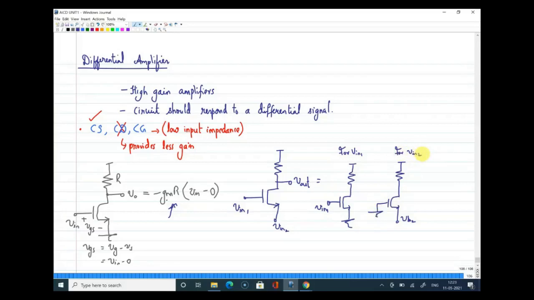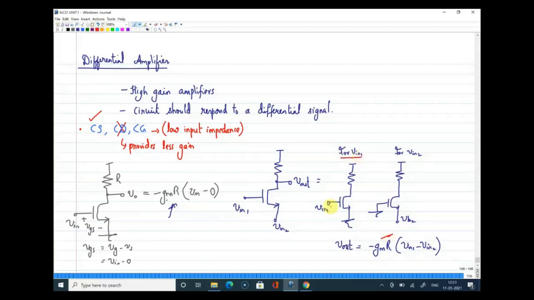Right. So, if you think of the CS amplifier, even the CS amplifier, if suitably modified, I can say that this will respond to a differential signal because the output at the drain is basically the amplified version of the difference between the voltages at gate and source. So as you suggested, I can say V out is equal to minus gm into R into V in 1 minus V in 2. That is true. But there is one problem here, the same problem we discussed before. What is the problem here?